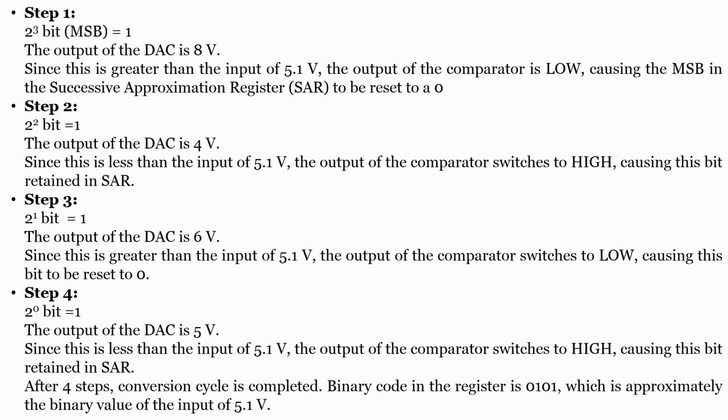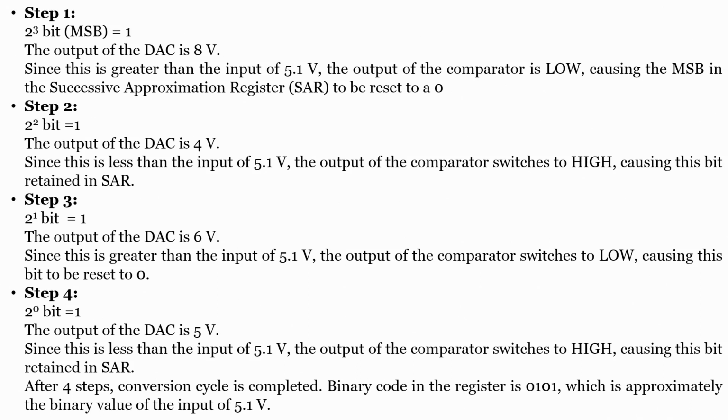Now, this is how the operation works. Just look at the slides in detail, you can see very clearly. Let us take this example where in step 1 you have 2 raised to 3, the MSB, which is your most significant bit, and the output of the DAC is 8 volts. Since this is greater than 5 volts, the output of the comparator is low, causing the MSB of the SAR, which is the successive approximation register, to reset to a 0.